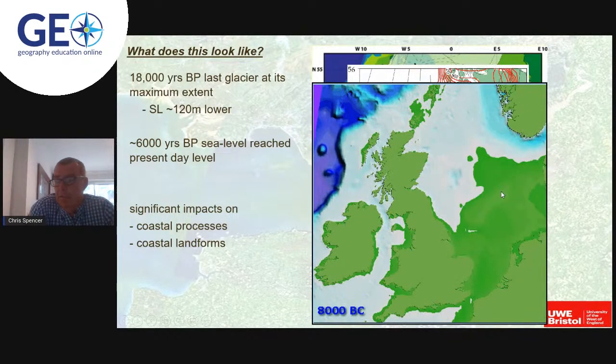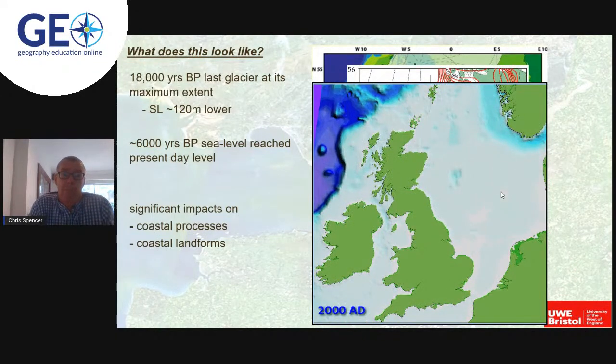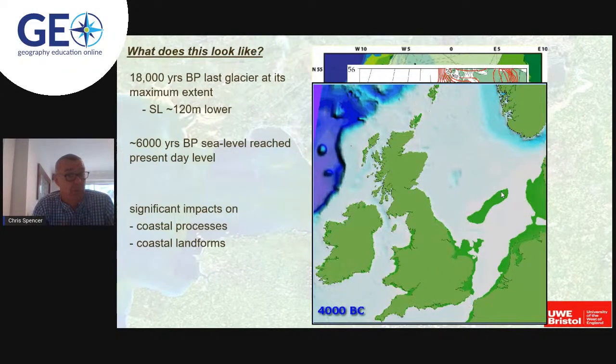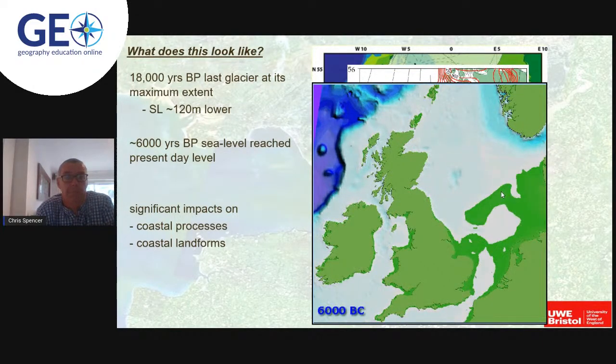And then over the last 10,000 years, sea level gradually rose, and the map as we see it today starts to emerge. That's when our cliffs are active again during this interglacial period. But all of those other coastal landforms also become active: our beaches, our dunes, our salt marshes.